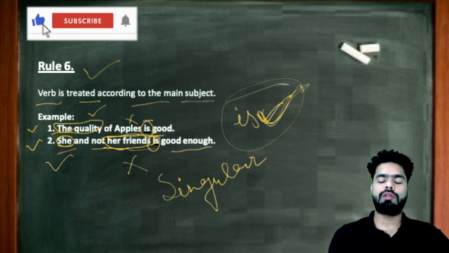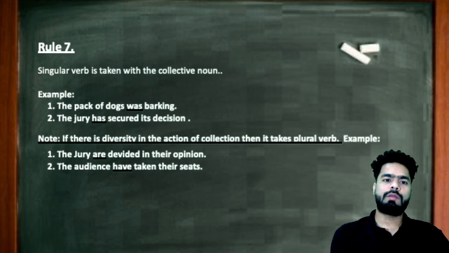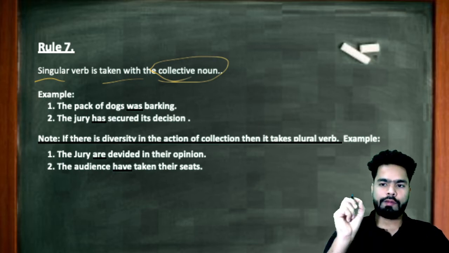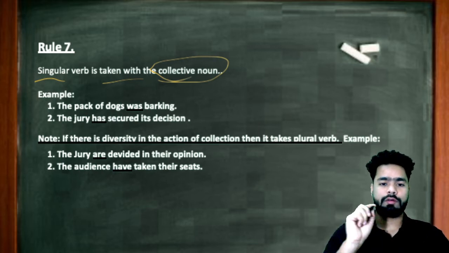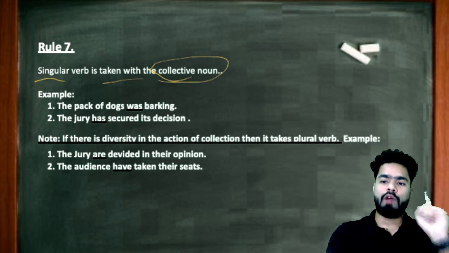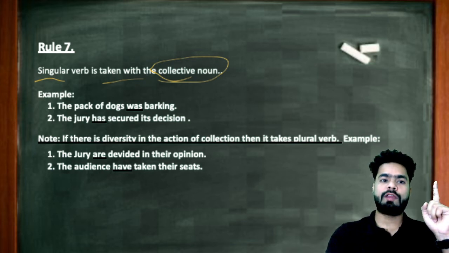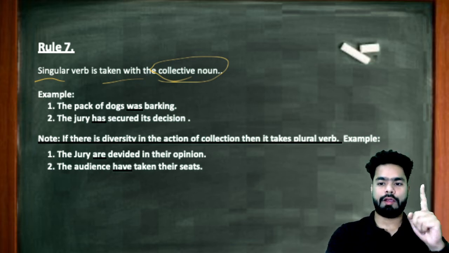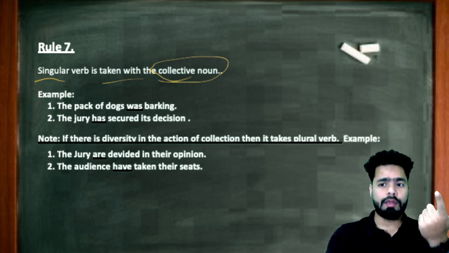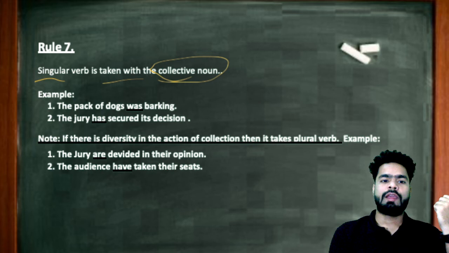This is all about rule number 6. Next, rule number 7. A singular verb is taken with a collective noun. If a collective noun is there, we have to use a singular verb, because a collective noun means we are talking about one collection of things. If it is one collection, then we are talking about a singular subject. One means singular, and when the subject is singular, the verb should also be singular.